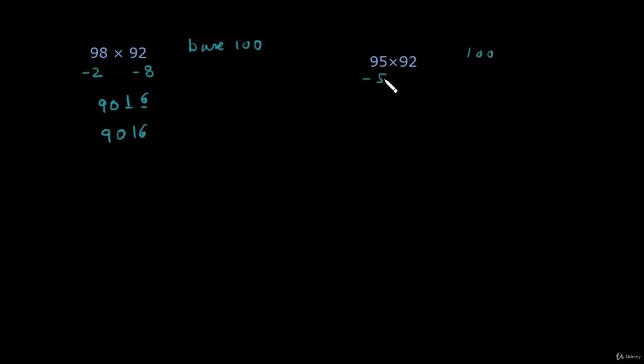Here the base is same, 100. This is 5 less than 100 and this is 8 less than 100. Either we will subtract 5 from 92 or 8 from 95. Both ways we are getting 87. And for the second part, which has to be a 2-digit number, the product of -5 and -8, that is 40. So 8740 is the answer.